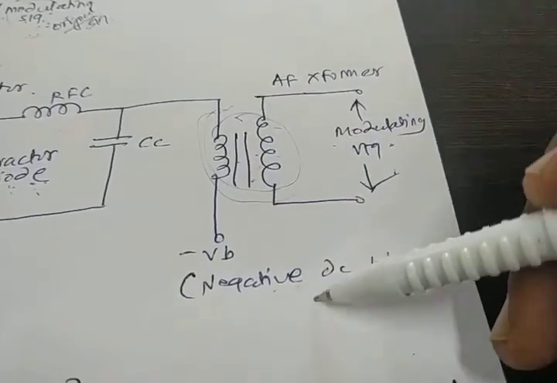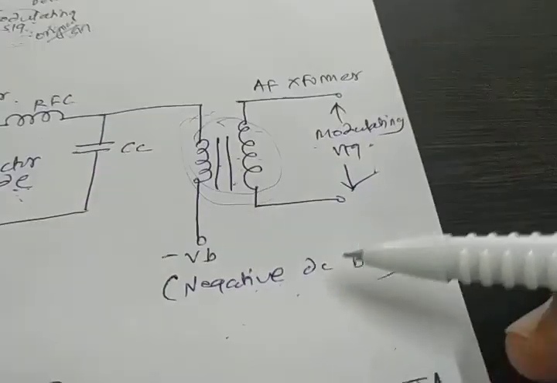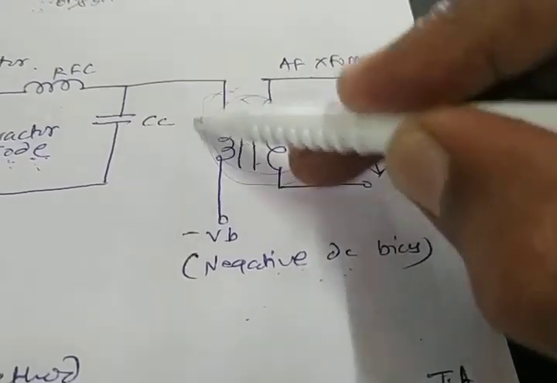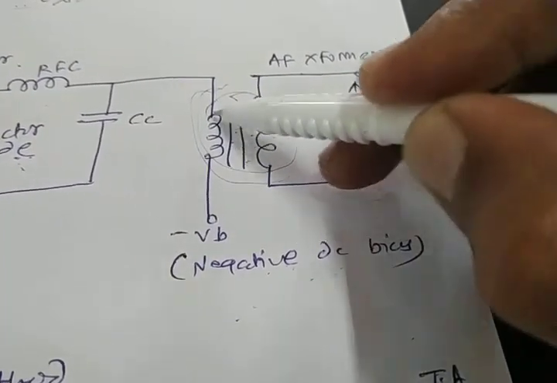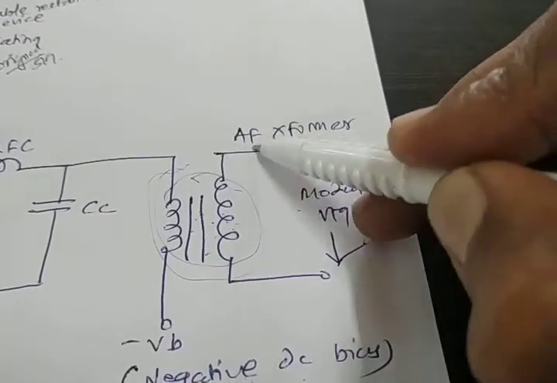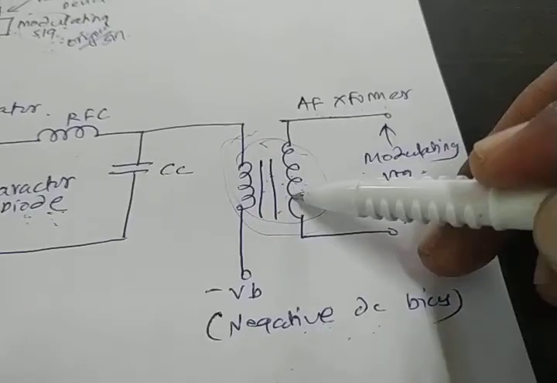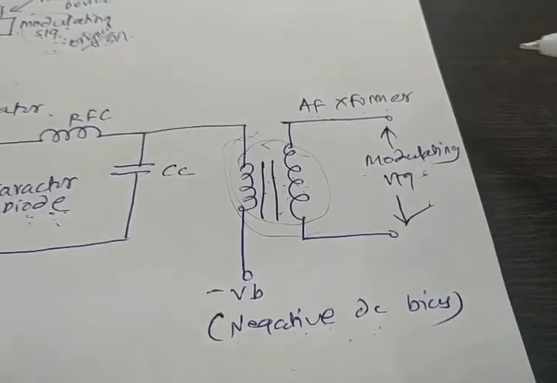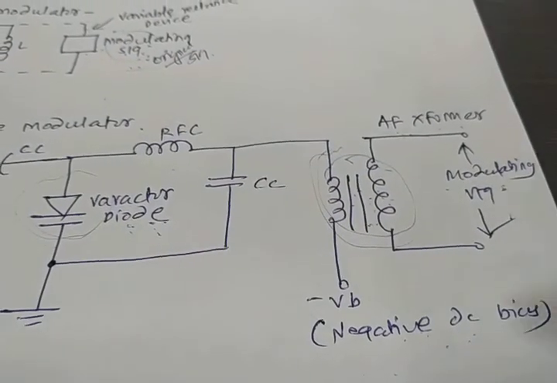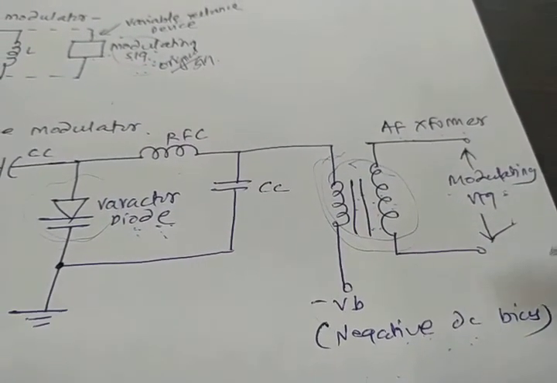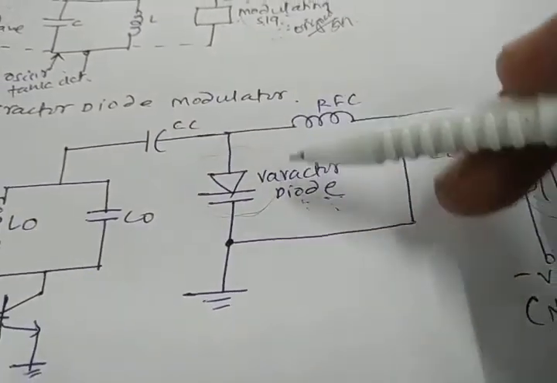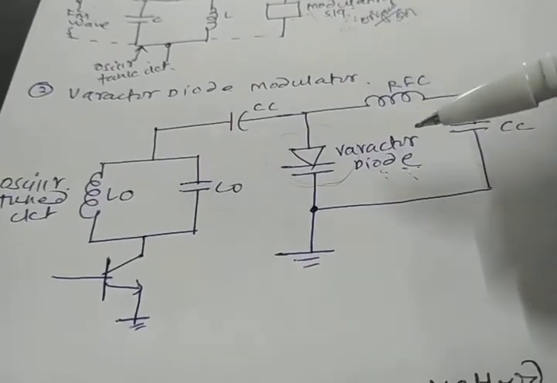So which type of voltage can we provide here? Negative bias voltage. This negative DC bias voltage comes across this AF transformer. AF stands for audio frequency transformer. Here we can observe the modulating voltage across this transformer, and whenever this modulating voltage varies, the varactor diode will generate some voltage in proportion to it.